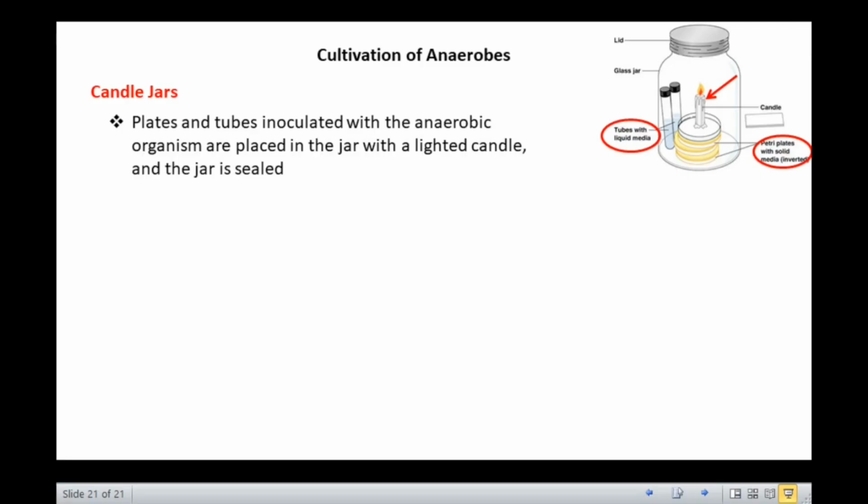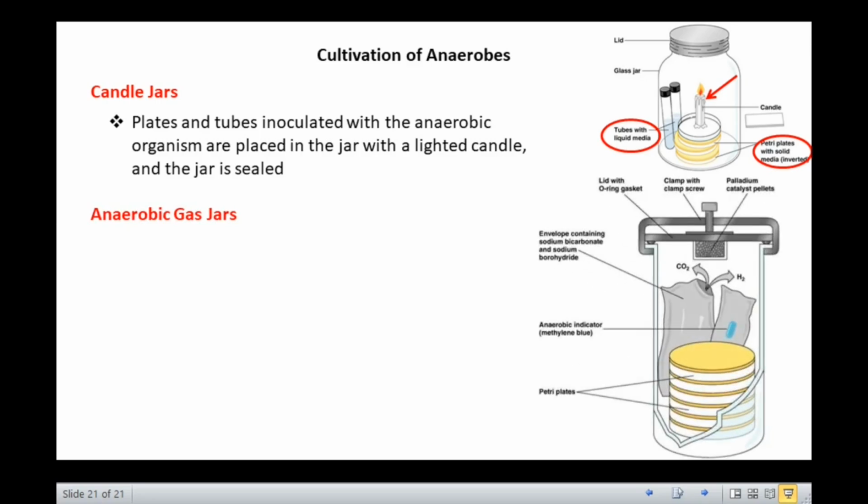The next method is that of anaerobic gas jars. Anaerobic jars or the gas pack system are used to incubate plates in an anaerobic atmosphere. The basic principle of all anaerobic jars is the same. Removal of oxygen from the chamber by reaction with hydrogen added to the system in the presence of a catalyst. The oxygen combines with hydrogen gas and is reduced to water. The anaerobic gas jar is a cylindrical vessel made of metal or glass with an airtight lid.